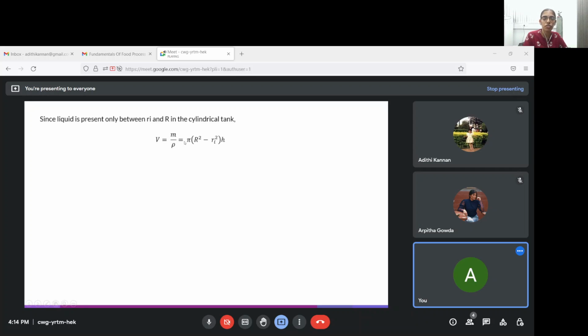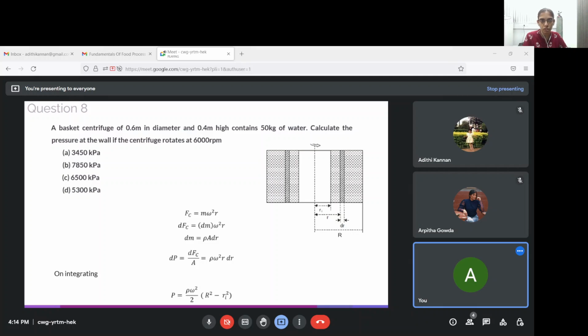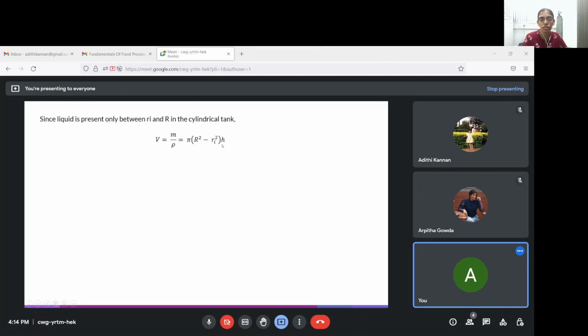So mass is given as 50 kg and we know that density is equal to 1000 kg per meter cube. So total volume of the liquid that is present inside the centrifuge is equal to mass by density. Since when it spins, it's like an annular cylinder, for an annular cylinder you can get the volume as pi R square minus Ri square into h. Since the liquid is present only between Ri and R, this is the annulus of the liquid, and this equation will give you the volume of the liquid present inside the centrifuge. We already have the mass, we know the density, and we know the height of the cylindrical tank, which is given as 0.4 meters. So we'll substitute these values in this to calculate R square minus Ri square.